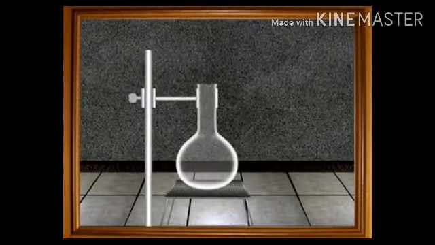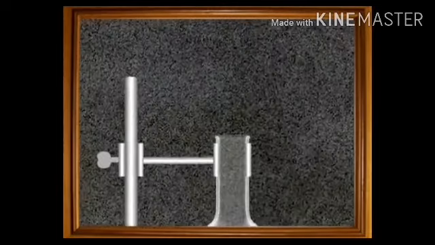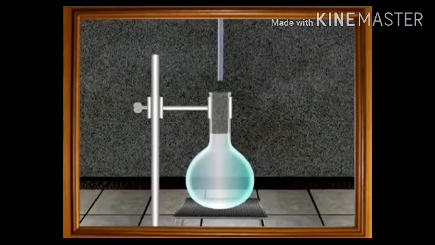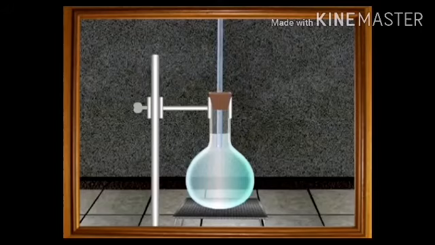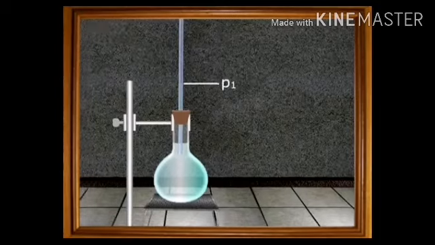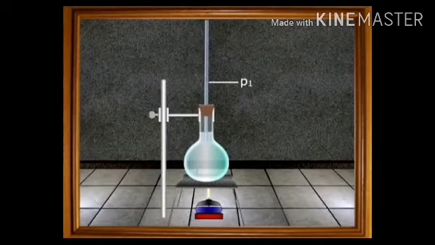Take a round bottomed flask as shown here. Let's fill it with colored water up to its neck. Insert a long capillary tube in a single-holed rubber cork and fit it to the neck of the round-bottomed flask. Place the entire apparatus on a tripod for heating. Mark the position of the water level in the capillary, say P1.